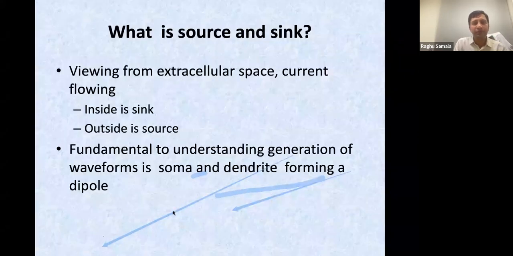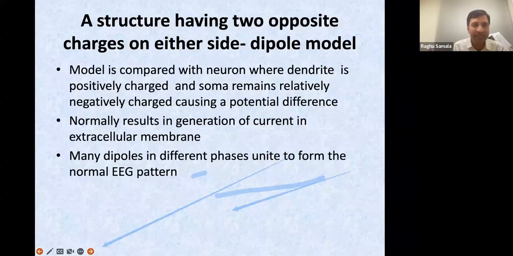Okay. So a model is compared with the neuron, where the dendrite is positively charged and the soma is relatively negatively charged, causing a potential difference. This normally results in the generation of current in the extracellular membrane. That's what you saw. Many dipoles in different phases unite to form a normal EEG pattern.